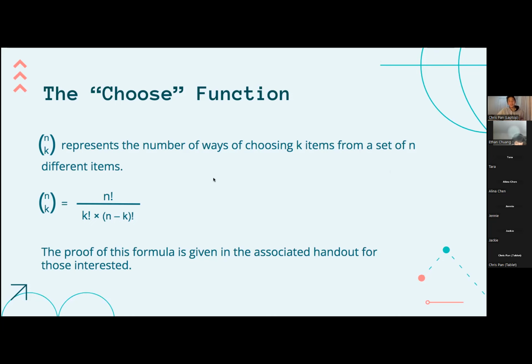Okay, so this function represents the number of ways of choosing k items from a set of n different items. So, for example, if I have seven distinct balls, like I can tell them apart, labeled 1 to 7, and I want to know how many ways there are of choosing two of them? Well, it will be seven on the top and two on the bottom, and you put these brackets around them, and that's the numerical value. And here we have the formula.